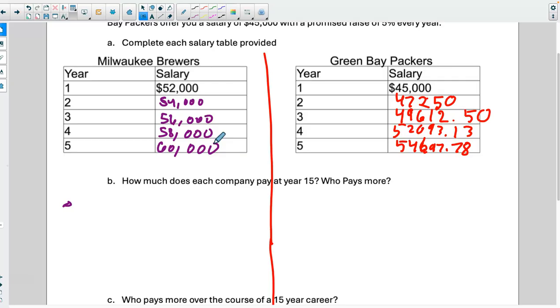5 years, who's making more? Oh, come on, 5 years, who's making more? Oh, 5 years. Yeah, 5 years. Where are your tablets?